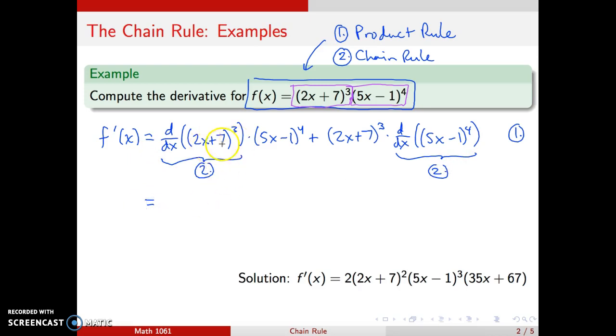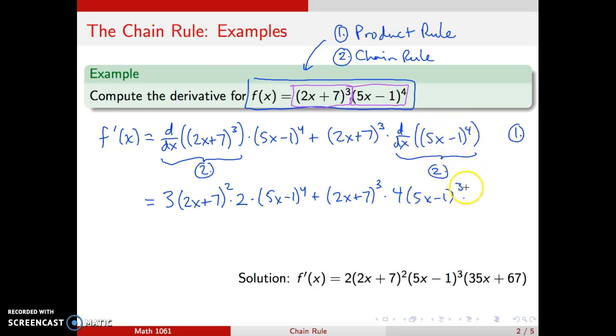So the chain rule tells me I've got a power rule for the outside function there, and a nice linear function for the inside. So I've got 3 times 2x plus 7 squared. Then the derivative of the inside is just 2. And then I've still got this part, so 5x minus 1 to the fourth plus 2x plus 7 cubed times, now the chain rule for this part, 4 comes down, 5x minus 1 cubed times the derivative of the inside, a linear function there, the derivative is just 5.